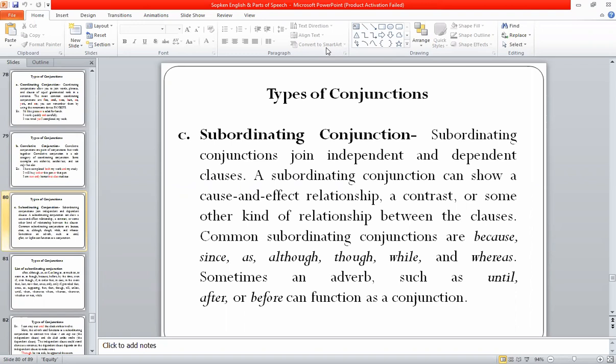Then there is another, that is a contrast. If there is a contrast in a sentence, it can also be shown with the help of a subordinating conjunction. And the third is other kinds of relationship, which can also be shown with the help of a subordinating conjunction. So these are the uses of subordinating conjunctions. This we have also discussed.